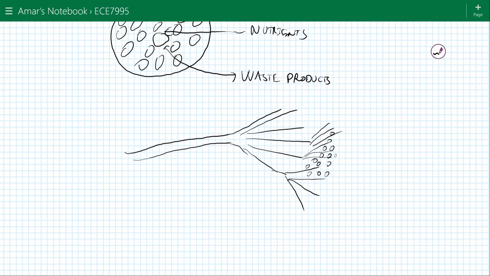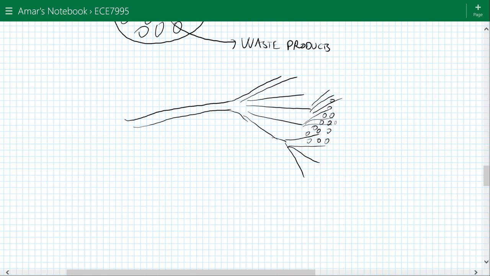And then diffusion happens from the wall of the capillary into the cell. So the diffusion times are still relatively small.